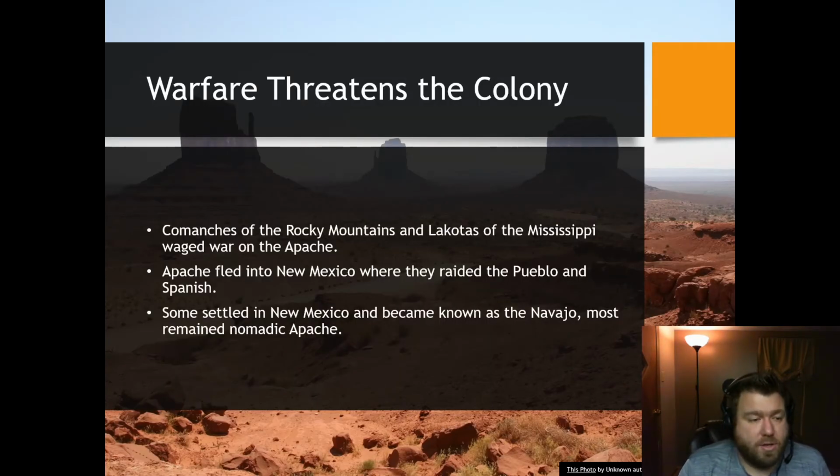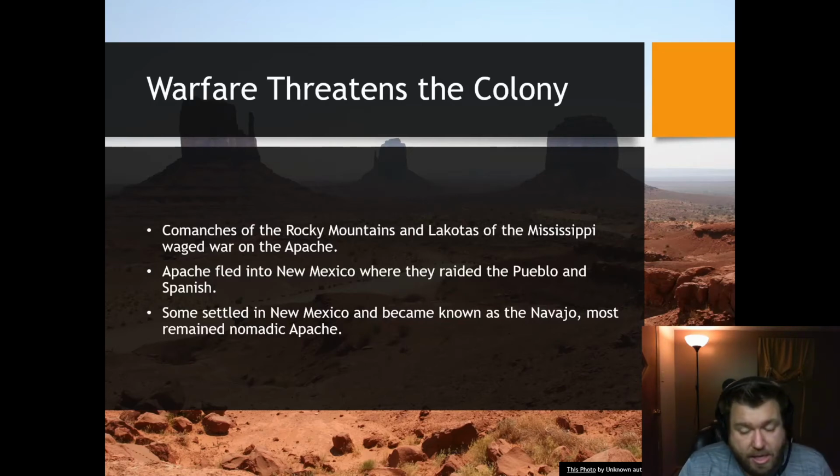Warfare threatens the colony. The Comanches of the Rocky Mountains and Lakotas of the Mississippi waged war on the Apache. The Apache fled into New Mexico, where they raided the Pueblo and the Spanish. Some settled in New Mexico and became known as the Navajo. Most remained nomadic Apache. So, the Comanches and the Lakotas are going to join forces against the Apache.